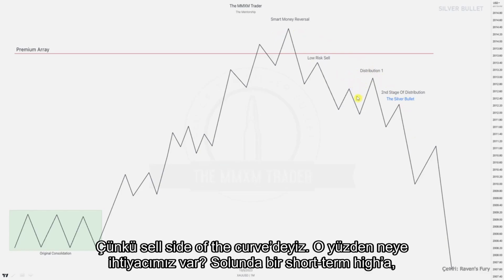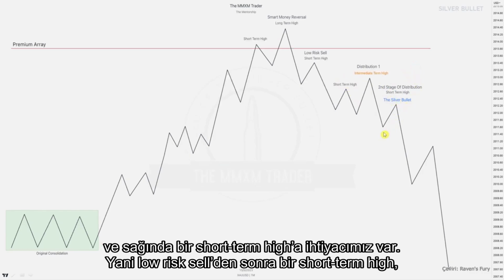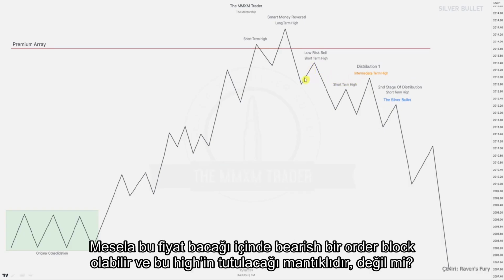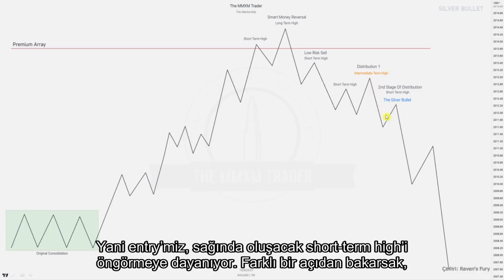So what do we need to have? We need a short term high to the left of it and a short term high to the right of it. Right? So low risk sell, short term high, another short term high is formed, and then that intermediate term high is being formed. We could have a bearish order block inside this price leg up over here, and that makes sense that this high will hold, right? And this is option number 1, right? We anticipate this short term high forming over here. So our entry is in anticipation of that short term high forming to the right of it, right?